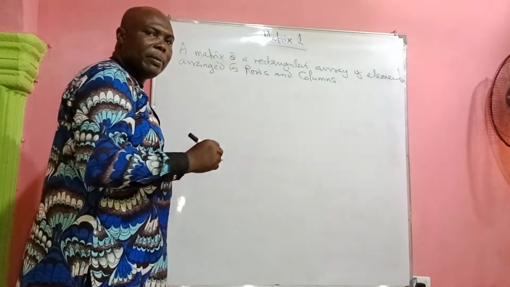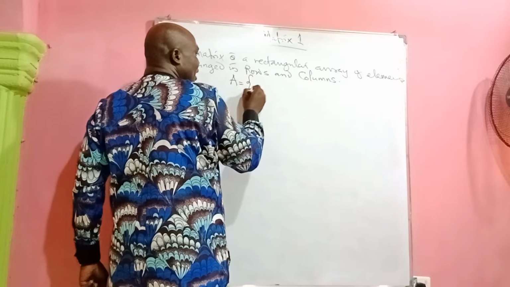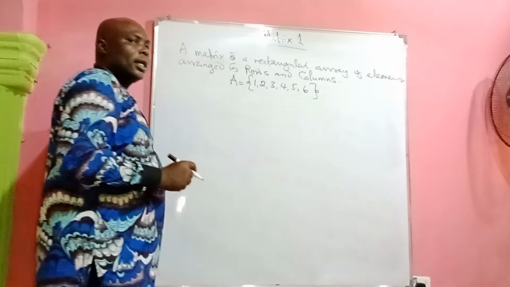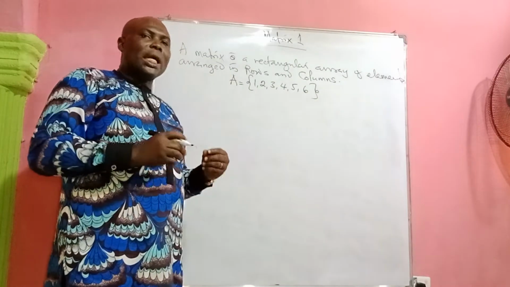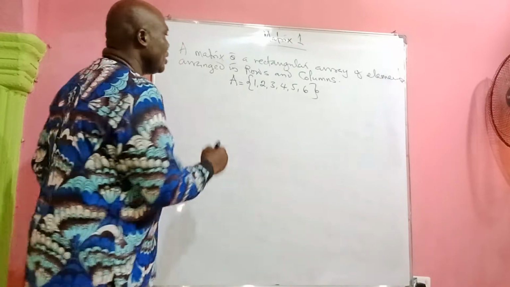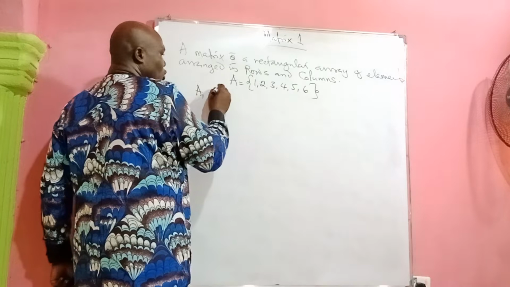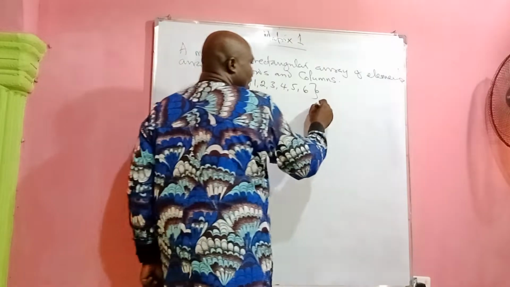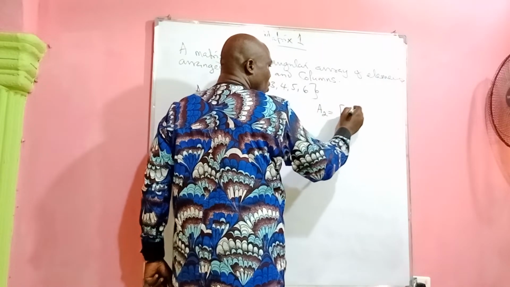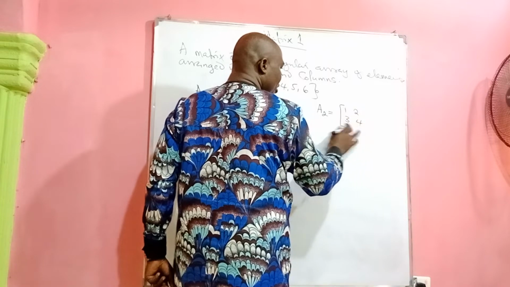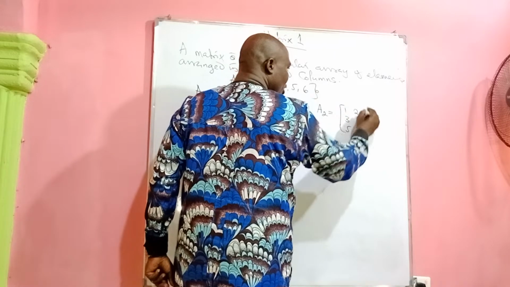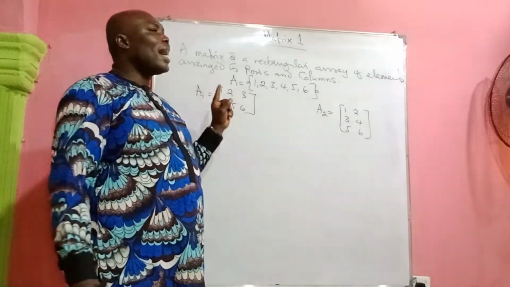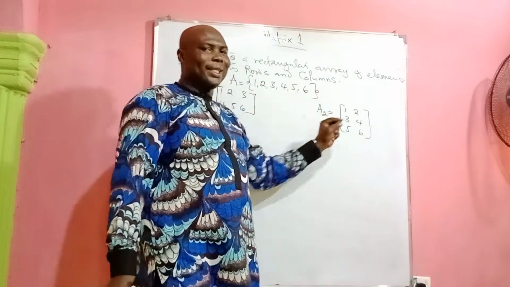Now, given the set of elements A to contain the elements 1 to 6, this set can be arranged into rows and columns to give you matrices. Say, for instance, you can have matrix A1 to contain the elements 1, 2, 3, 4, 5, 6. And then you can have matrix A2 to contain the elements 1, 2, 3, 4, 5, and 6. So this is A1 and this is A2. These are two matrices that have been derived from the set of elements 1 to 6.